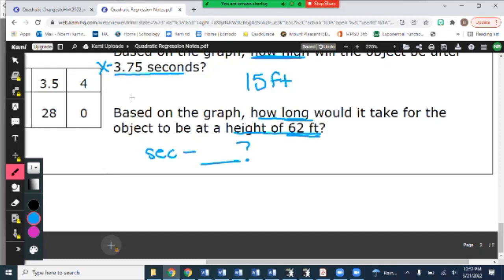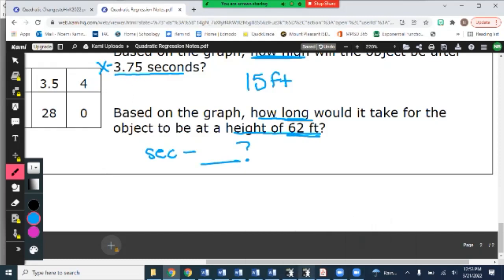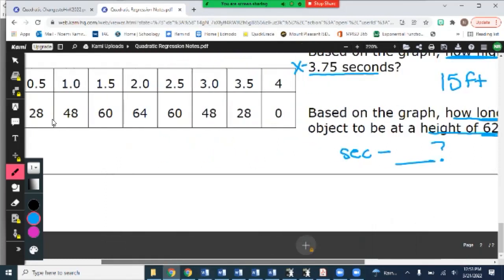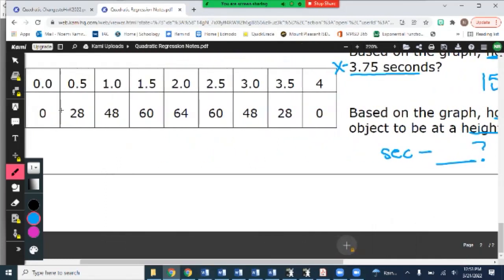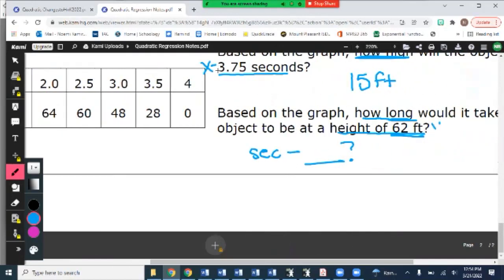Now you cannot type that into second window, because what are you actually inserting? Not y. This 3.75 seconds is an x value. You can't use it for your y values. So you actually have to look at your table. Height is your y value. What y value is closest to 62?